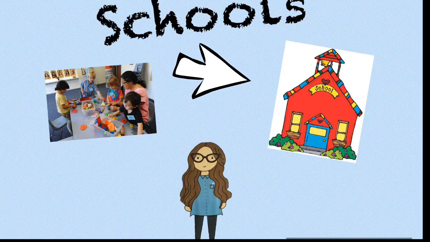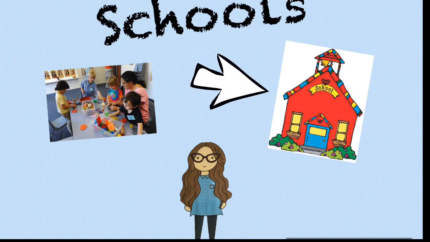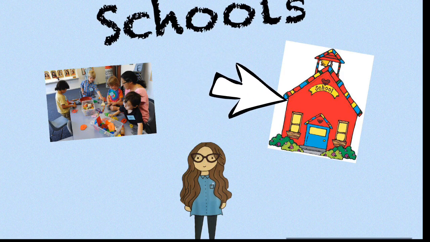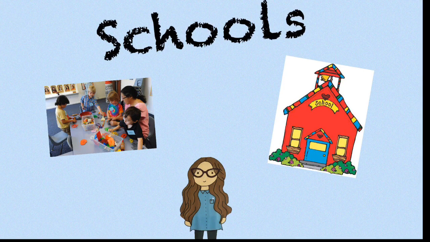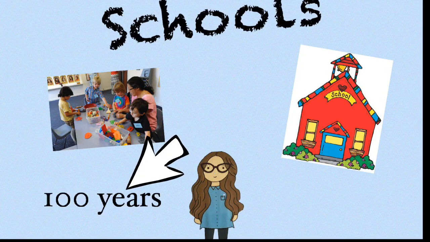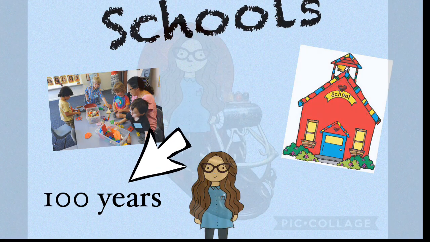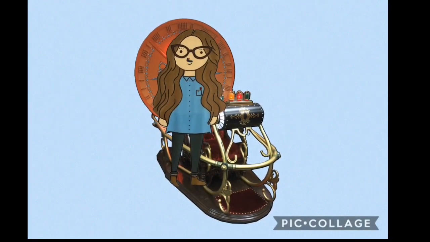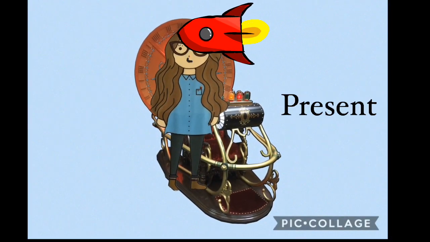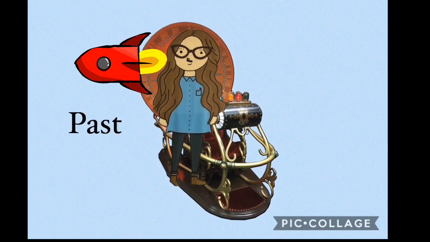So our history focus today is schools. We are going to look at how schools have changed in the past 100 years, which is quite a lot, as you're about to find out. Last time you made a timeline to understand the difference between past and present. You can see how much things have changed in your short timeline, so let's see how schools have changed in the past 100 years. So let's hop in my time machine and travel from the present to the past, exploring schools.